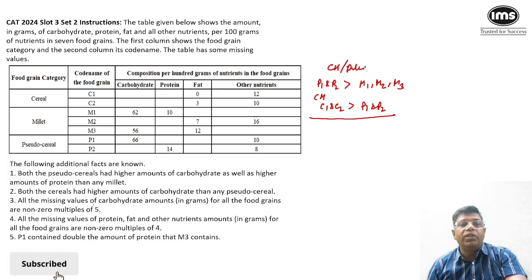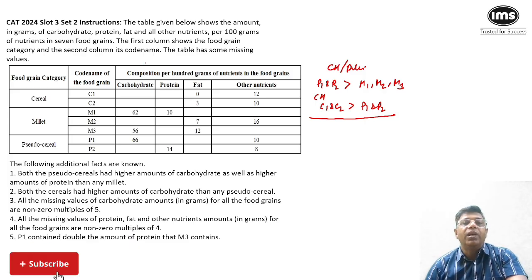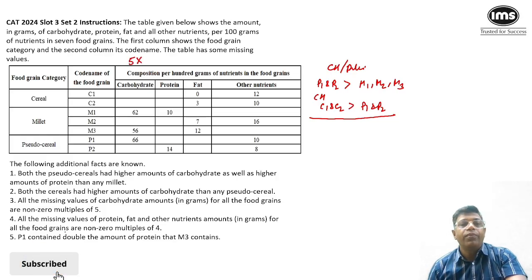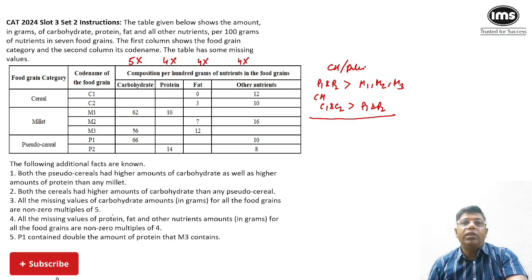All the missing values of carbohydrate amount for all the food grains are non-zero multiples of 5. And all the missing values of protein, fat and other nutrients for the food grains are non-zero multiples of 4. So all these values have to be multiples of 4. That is how the information has been given. The last point is P1 contained double the amount of protein that M3 contained.